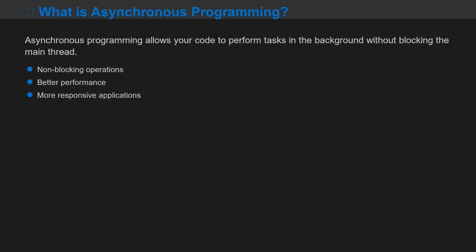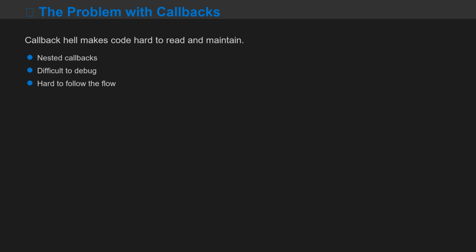Before we dive into async/await, let's understand what asynchronous programming is. Asynchronous programming allows your code to perform tasks in the background without blocking the main thread. This means your application can keep running while waiting for operations like fetching data from a server or reading files to complete. Before async/await, we used callbacks.